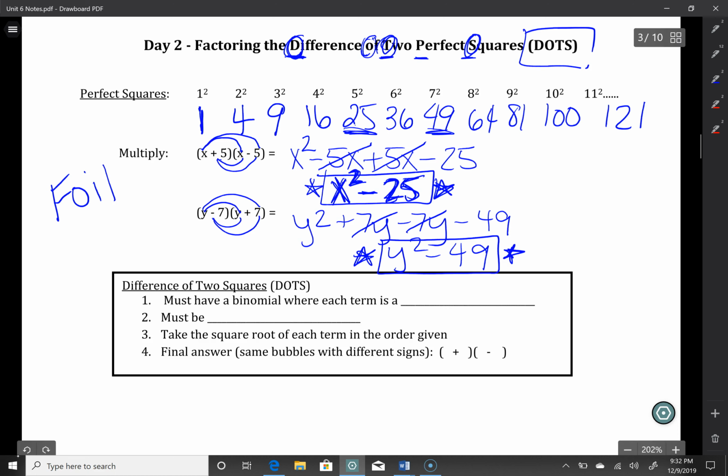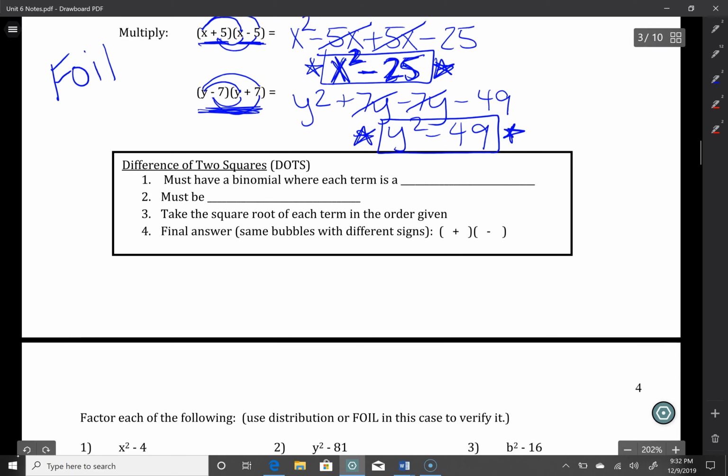If we look at the original two factors that we multiplied, x plus 5 and x minus 5, that is what we're going to end up with as our results today, because remember, we are going in the reverse direction of foiling. I hope it makes sense that 5 and 5 produce a 25, and in the second example, 7 and 7 give me a 49. So you might see some things in those two factors.